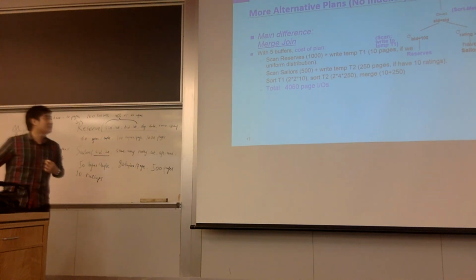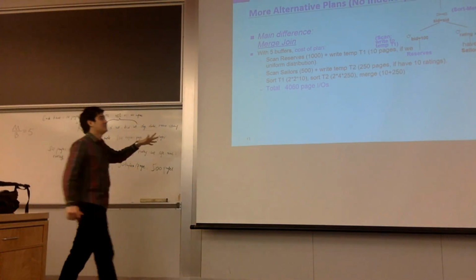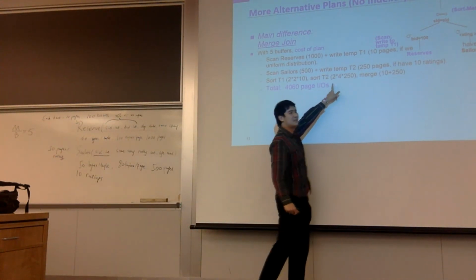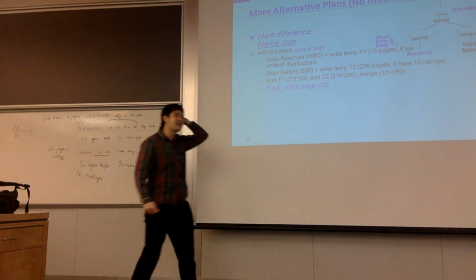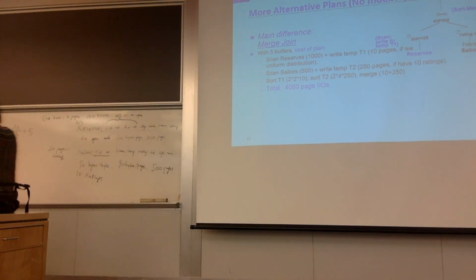If you do the calculation here, I also updated the slides. I think on the slides in Canvas, this is 3, but if you calculate that carefully, actually you need 4 passes to sort the sailors relation after the filter.